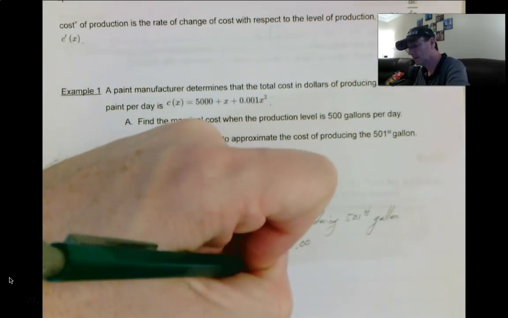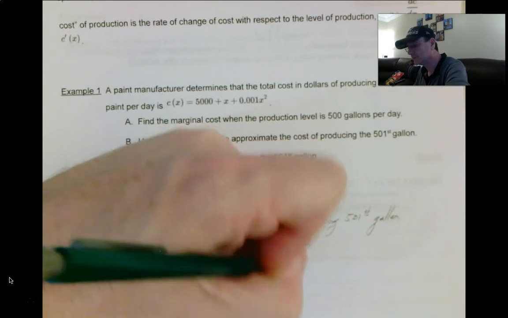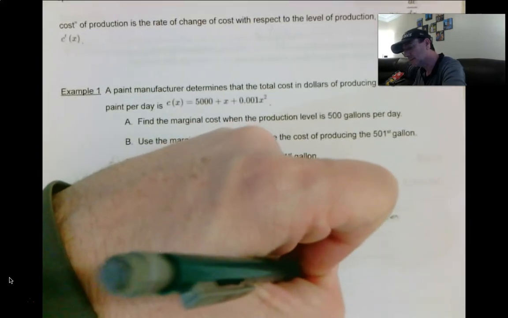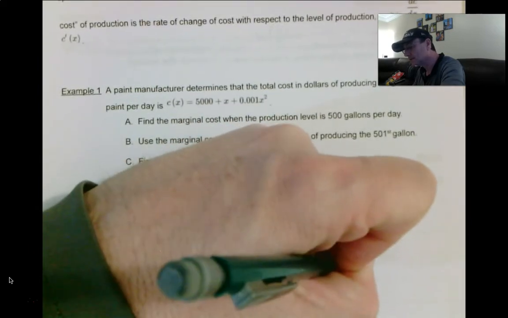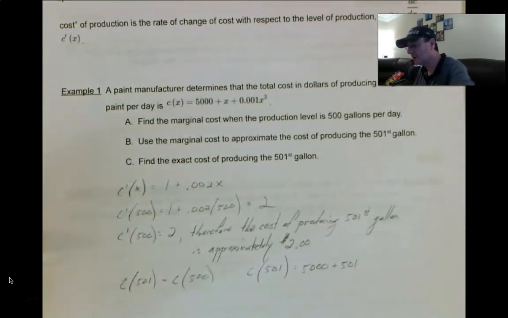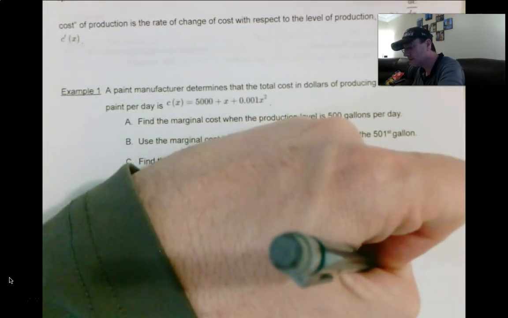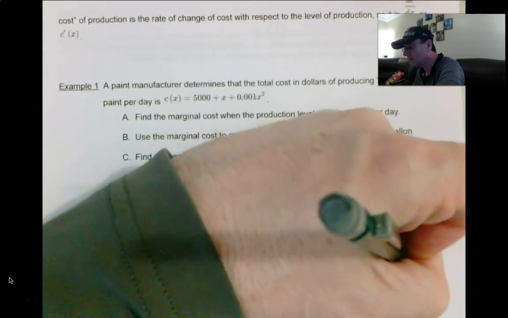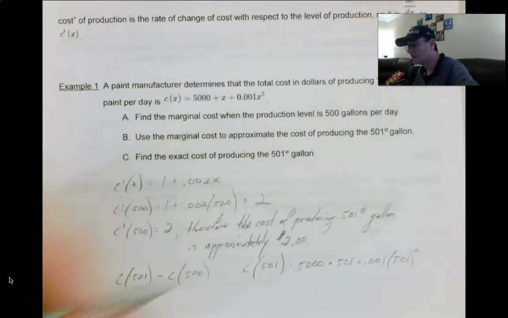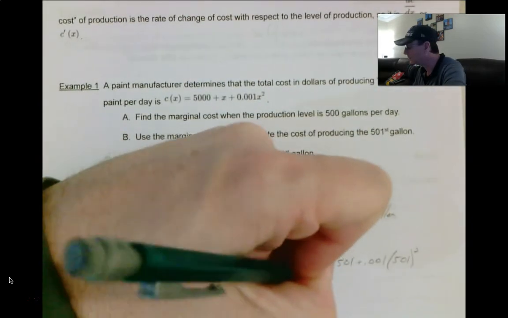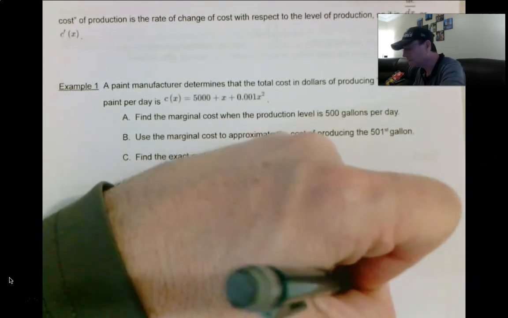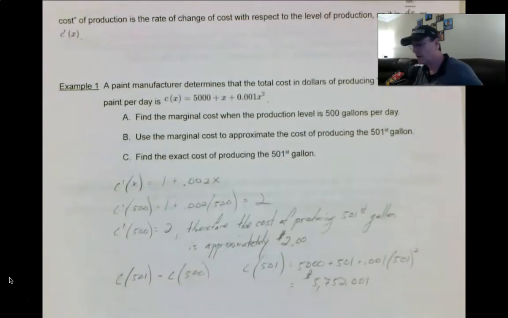For the cost of producing the 501st, we go back to the original cost function. It's 5,000 plus 501 plus 0.001 times 501 squared. This is equal to, I did the math out already, $5,752.001, so 1/10 of a penny.